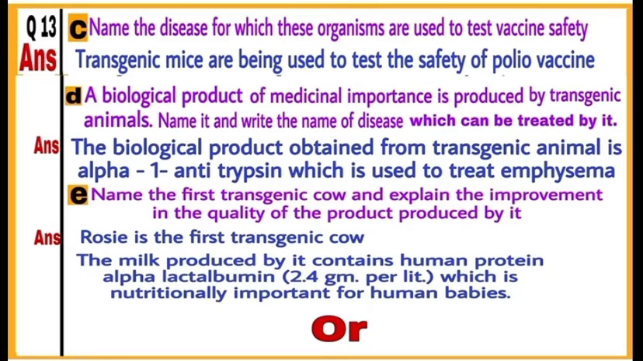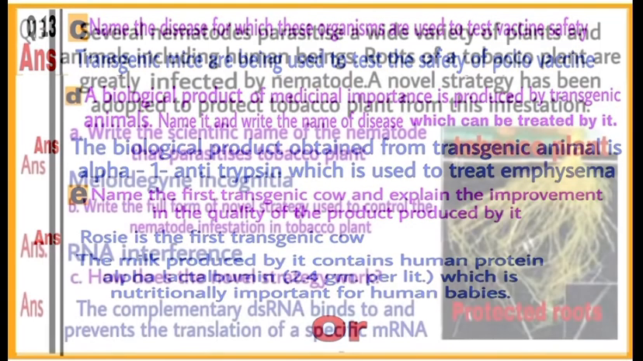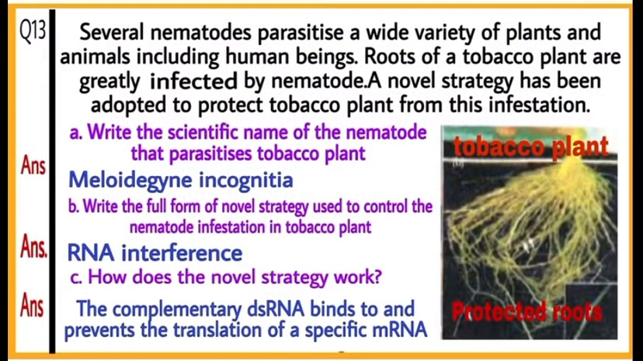Part E. Name the first transgenic cow and explain the improvement in the quality of the product produced by it. First transgenic cow is Rosie, and the milk produced by Rosie cow has a human protein alpha-lactalbumin जिसका amount 2.4 gram per liter होता है and it is nutritionally very important for human babies. There is a choice in question number 13 also. Here the information is given about the protection of tobacco plant from infestation by a nematode.